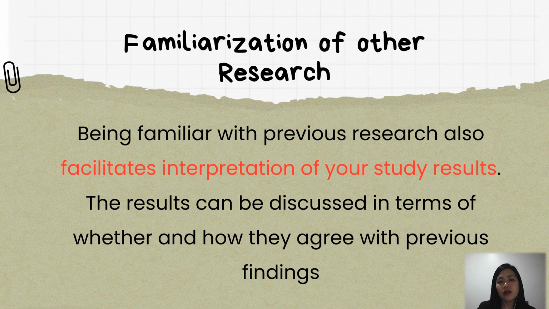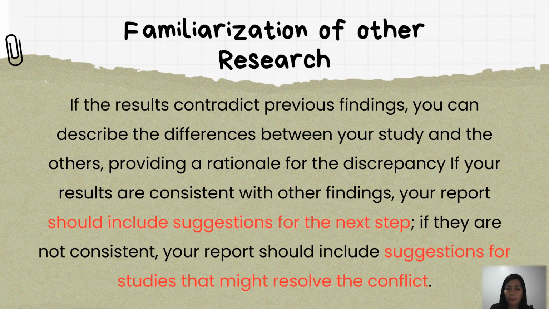Let's try to look at the familiarization of other research. Being familiar with previous research also facilitates interpretation of your study result. The result can be discussed in terms of whether or how they agree with previous findings. If the result contradicts previous findings, you can describe the differences between your study and the others, providing a rationale for the discrepancy. If your results are consistent with other findings, your report should include suggestions for the next step. If they are not consistent, then your report should include suggestions or studies that might resolve the conflict.